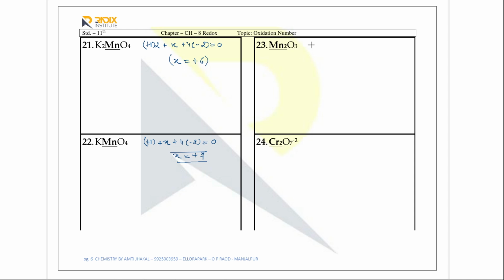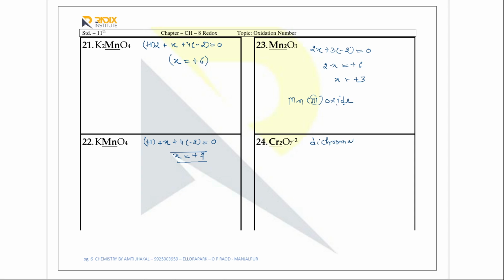Again, manganese oxidation state X, oxygen oxidation state -2, and the sum of oxidation numbers is equal to 0. So we get 2x is equal to +6. So x is equal to +3. So we can write the name of the compound as manganese, Roman number 3, manganese(III) oxide.